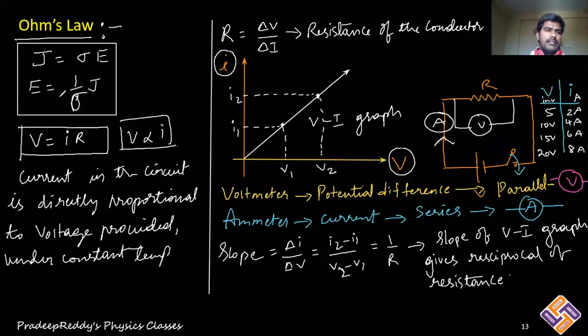I'm sorry students, E is equal to, if you are bringing sigma over here, it is 1 by sigma into J. This can be simply written as E is equal to rho into J. Such small silly mistakes I often make in a hurry. So whenever I am making such mistakes, kindly excuse me.